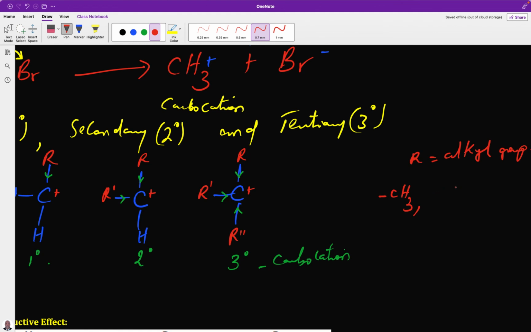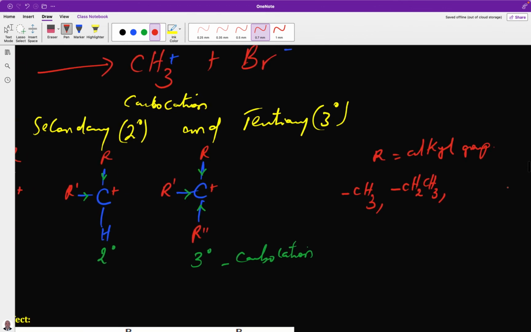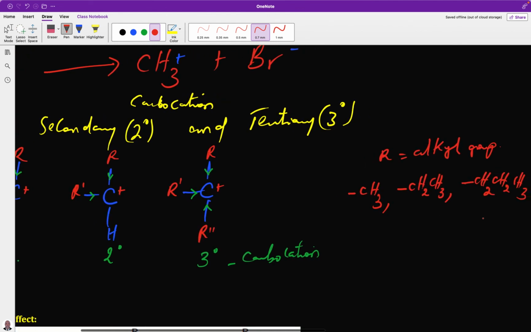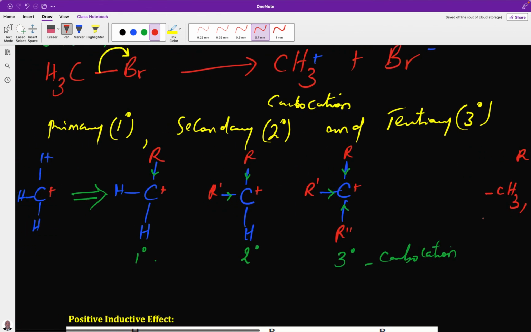It could be an ethyl group. It could be a propyl group. And so on and so on. A butyl group, the groups are becoming larger and larger. So all these groups, we call them the alkyl group. The arrow there represents the alkyl groups.